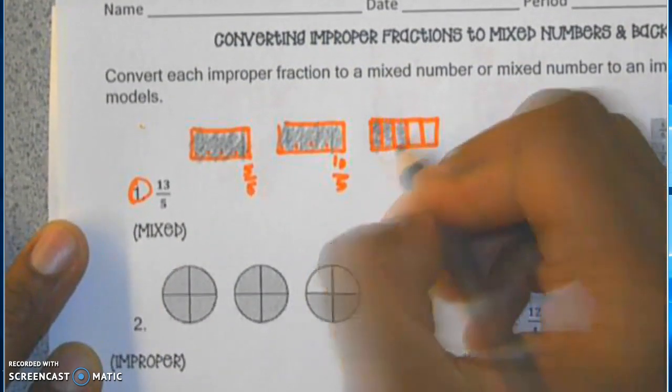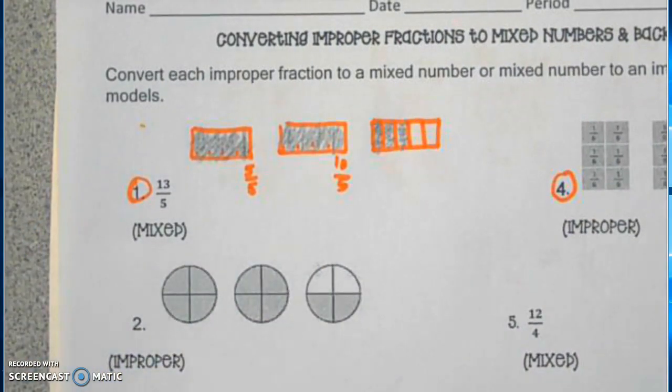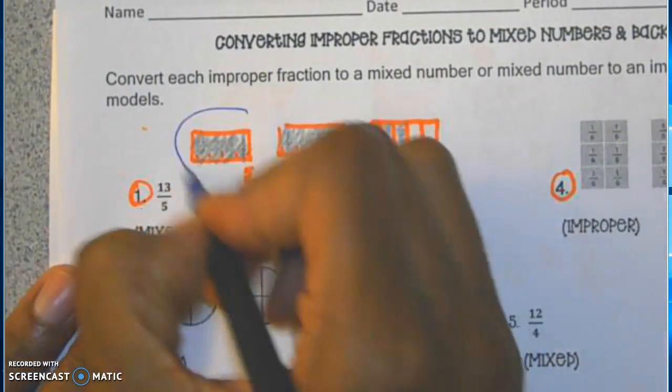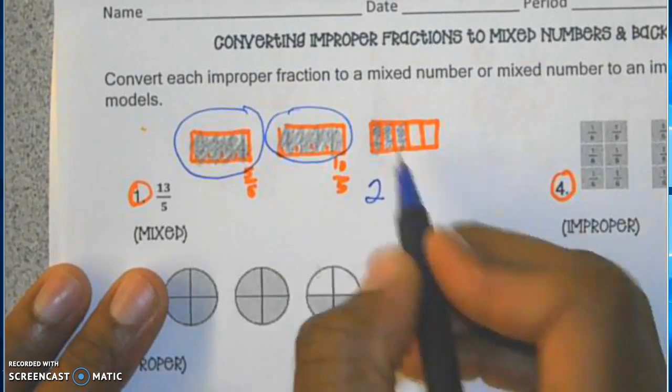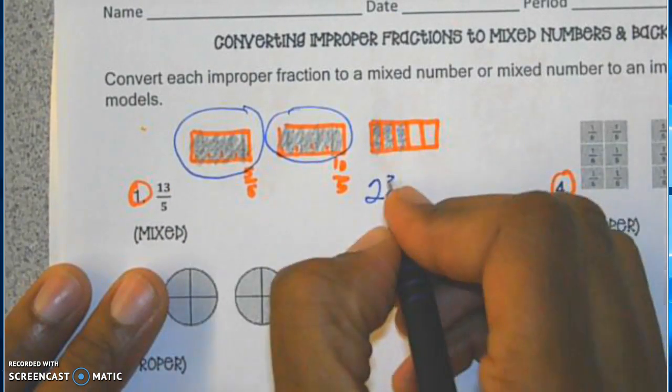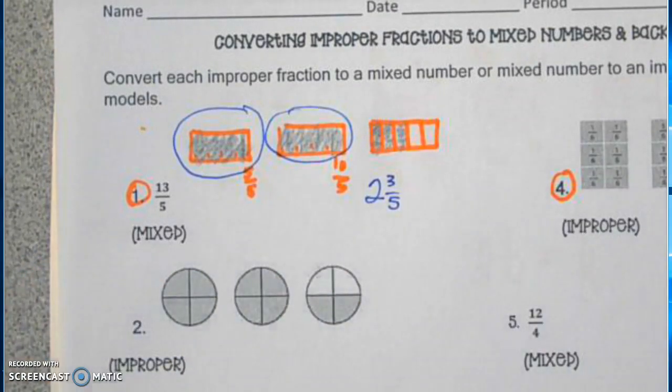13/5 is the same as what as a mixed number? If I ask myself, how many whole pieces do I see? How many are shaded? I see 1 whole shaded, 2 wholes shaded. And then I see a fractional part of 3/5 shaded. 2 and 3/5 is equivalent to 13/5.